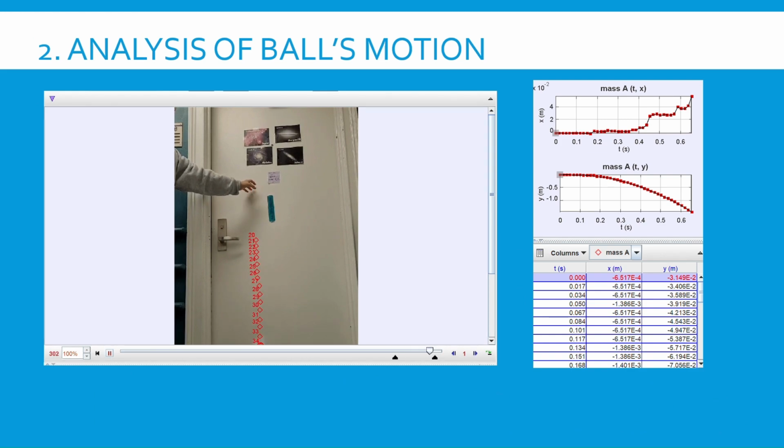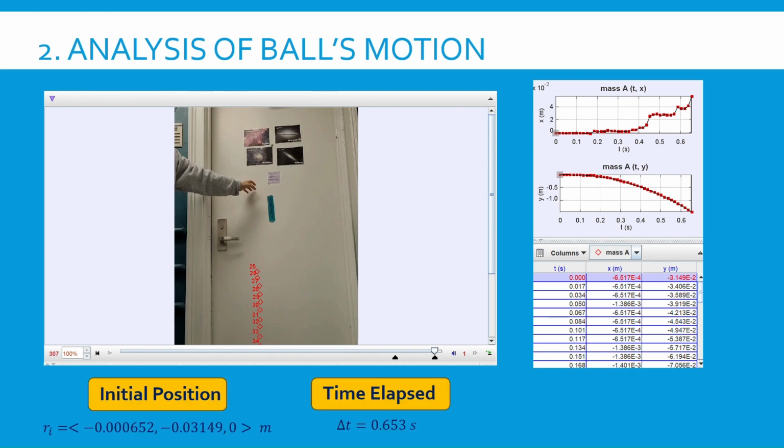Using Tracker, I captured the motion and extracted position time data for further analysis. We observed the initial position, time elapsed, and since the paper ball was dropped from rest, we know that its initial velocity is 0.00 meters per second. The y-graph is exponentially decreasing due to the effect of gravity on the paper ball.